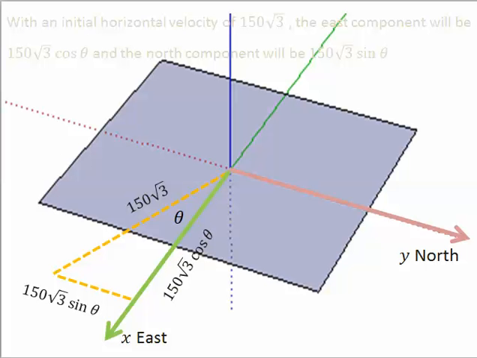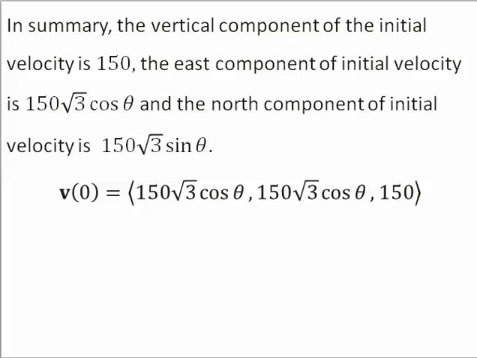With an initial horizontal speed of 150 radical 3, the east component will be 150 radical 3 cosine theta, and the north component will be 150 radical 3 sine theta. In summary, the vertical component of the initial velocity is 150. The east component is 150 radical 3 cosine theta, and the north component is 150 radical 3 sine theta.